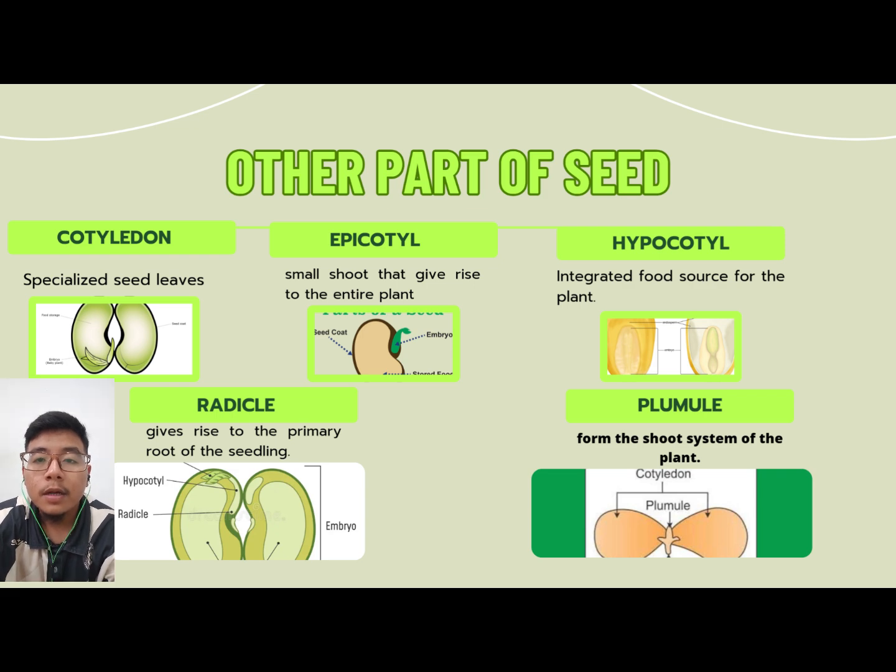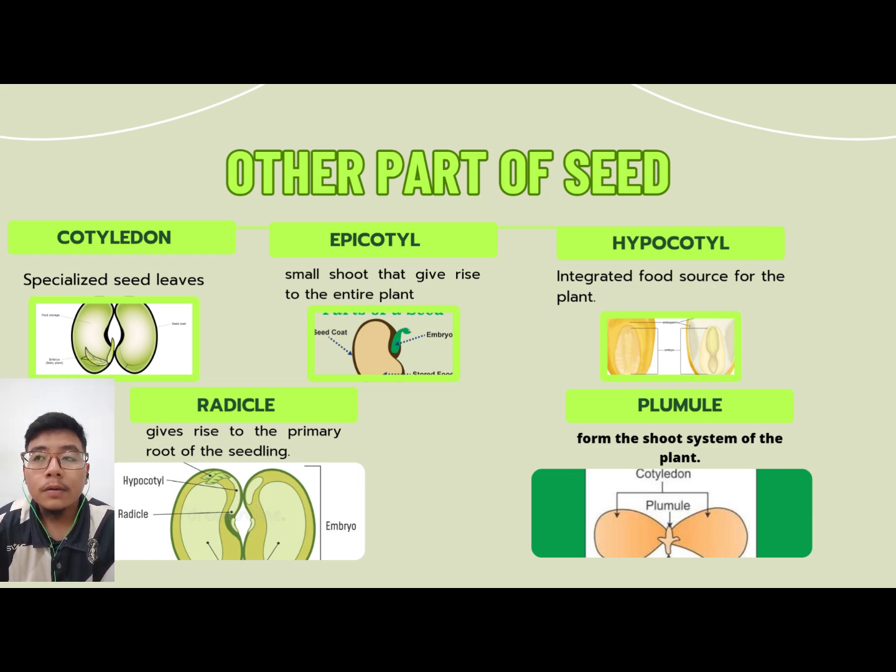So right now, I would like to share about the parts of the seed. The first one is the hypocotyl. Hypocotyl is an integrated food source for the plant. The second one is the radicle. The radicle gives rise to the primary roots of the seedling. The third one is the plumule, from which the shoot system of the plant forms.